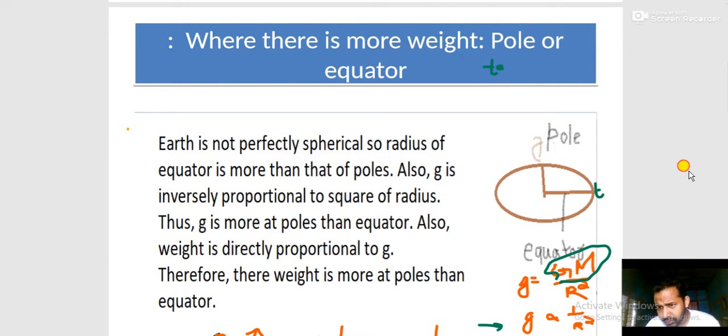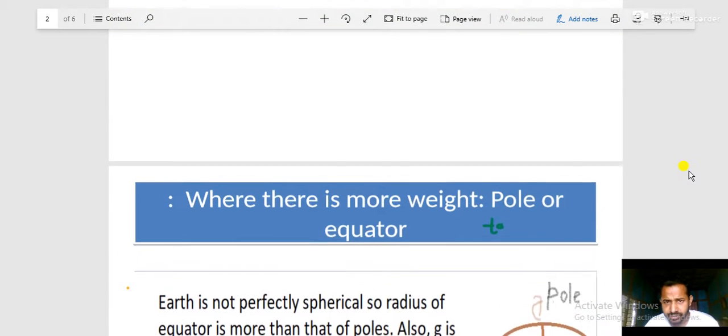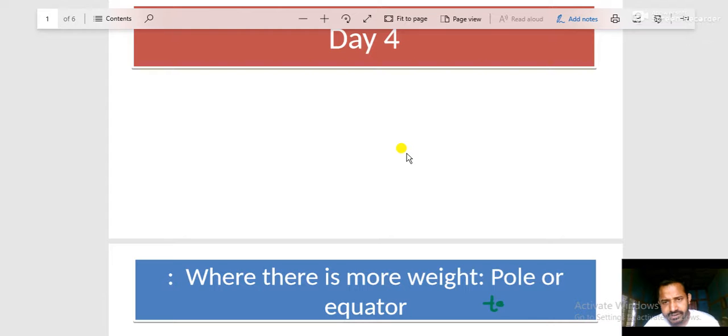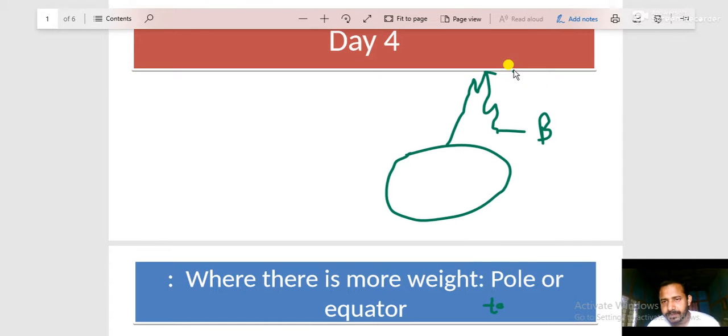Okay, how do we solve such questions? We visualize the question in this way. Here, this is the earth, and let us make this Everest. This is the top of Everest, and this is the bottom of Everest.